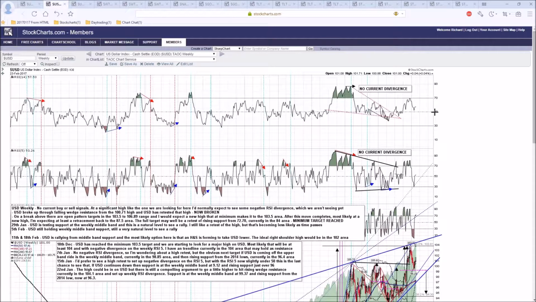The first one is actually divergences, negative divergences. What is a negative divergence? It's when price does one thing and RSI does the other. So you get a higher high on price, as you get here. I actually mark these. You'll see these.